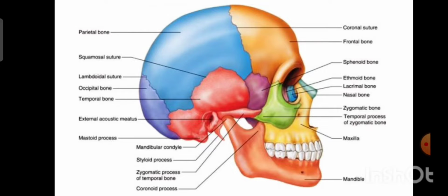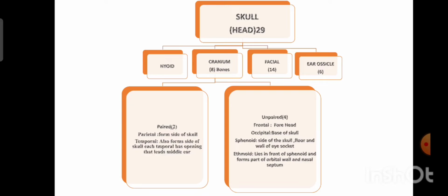In this figure, the human skull is shown. The skull, also known as the head, contains 29 bones, which are divided into four divisions: cranial bones, facial bones, ear ossicles, and a hyoid bone. Cranial bones form the cranium or brain box. Out of 8 cranial bones, 4 are paired, that is parietal on left and right side, and temporal left and right side, while 4 are unpaired, like frontal, occipital, ethmoid, and sphenoid bone.